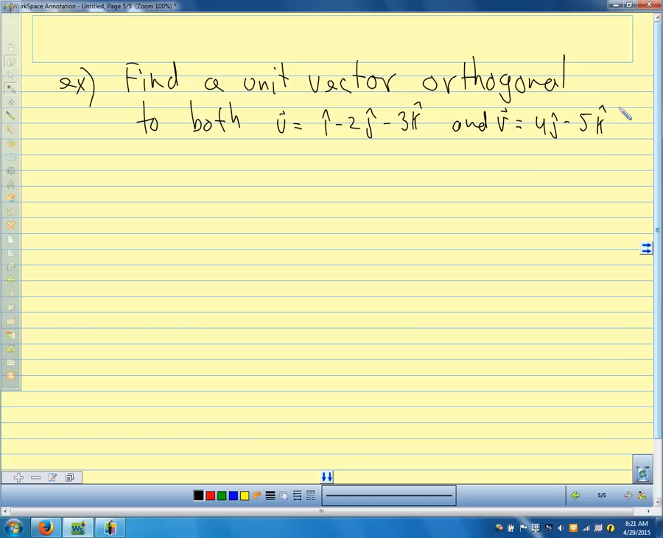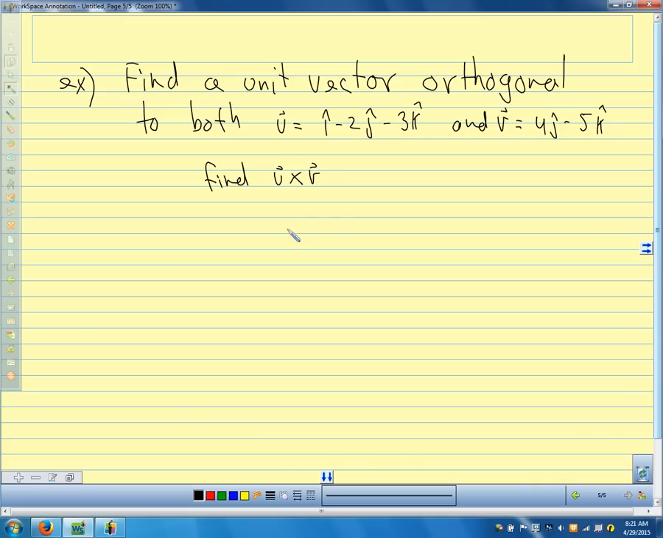So first off, let's translate what this question is asking us to do. Unit vector orthogonal to both of these vectors. So this part that says orthogonal to both, what is that telling us to do? How do we find a vector that's orthogonal to both vectors, two vectors that we already know? Cross product. So we're kind of translating what this is asking. Find u cross v. That will give us our vector that's orthogonal to both.